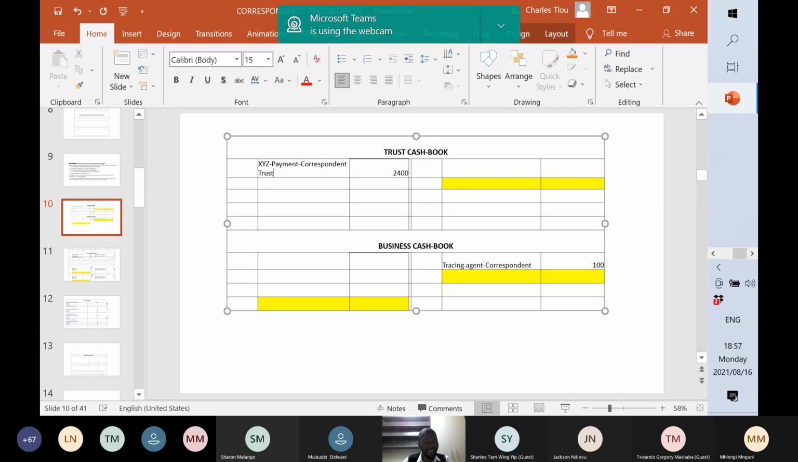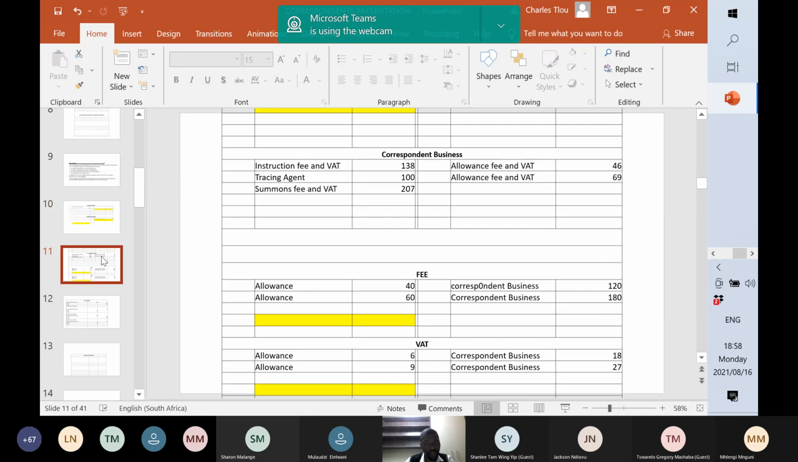So ABC is a client of our client, so we've got nothing to do with ABC. Our client is a correspondent. We are collecting on behalf of the correspondent. That is why as soon as we collect, we must credit the correspondent trust ledger account, because to us the money belongs to the correspondent.